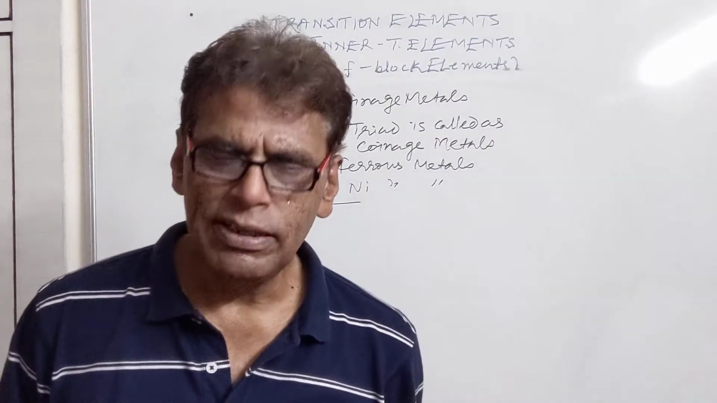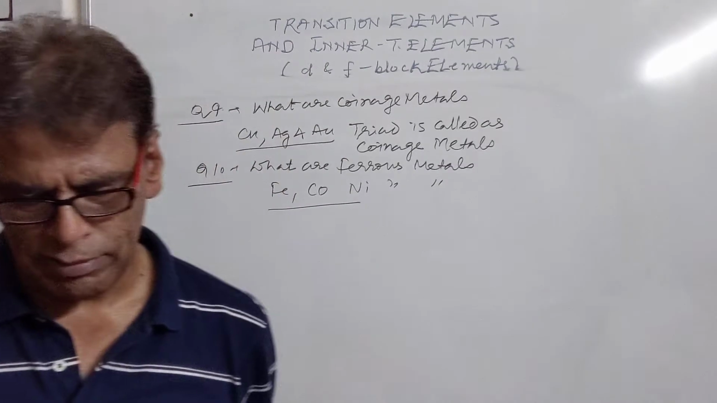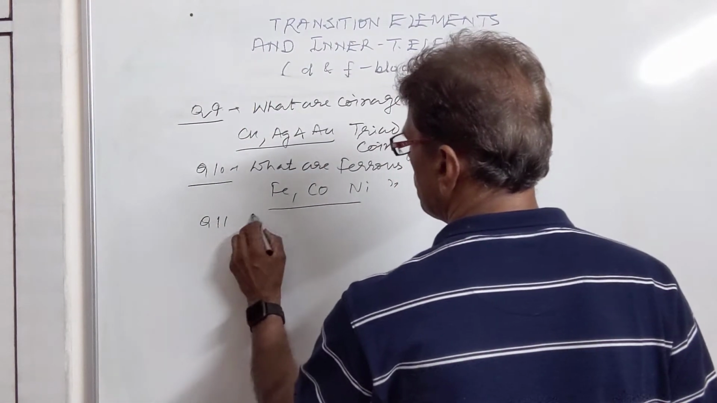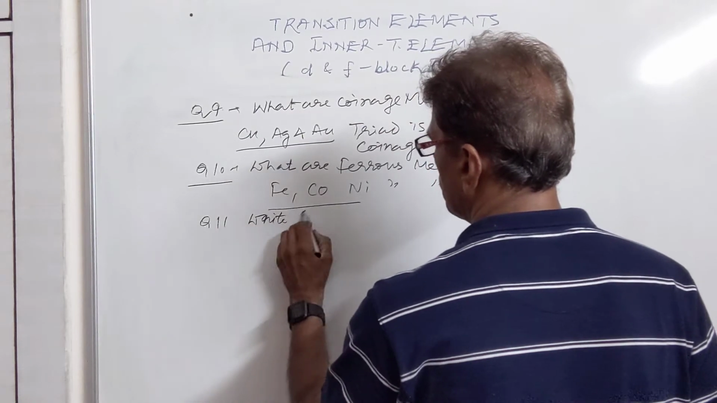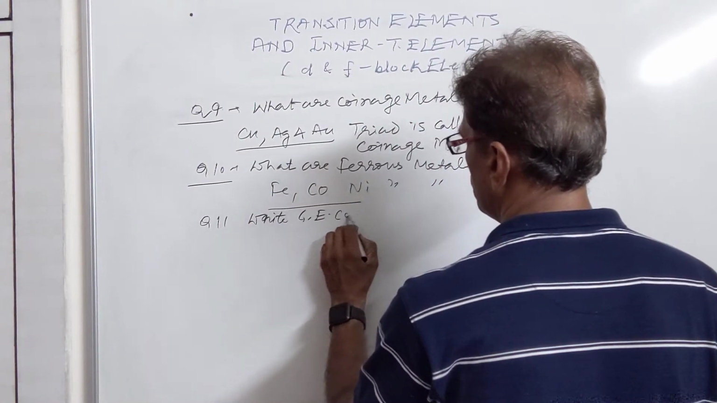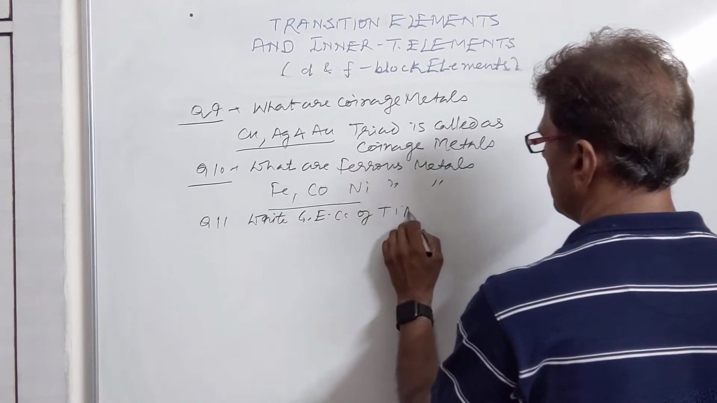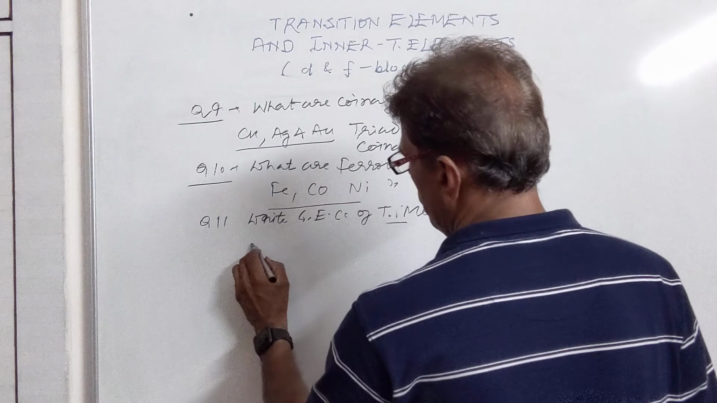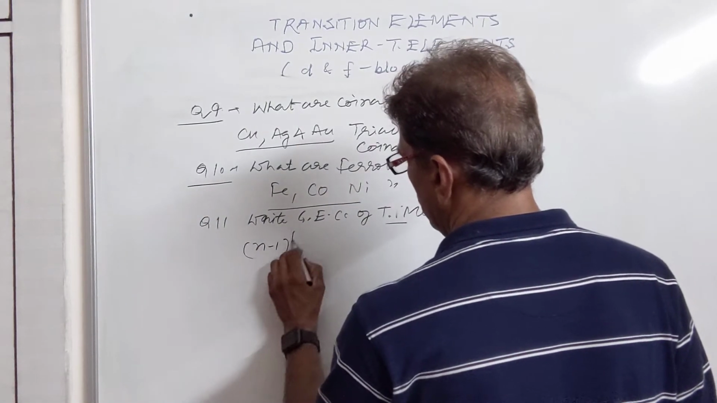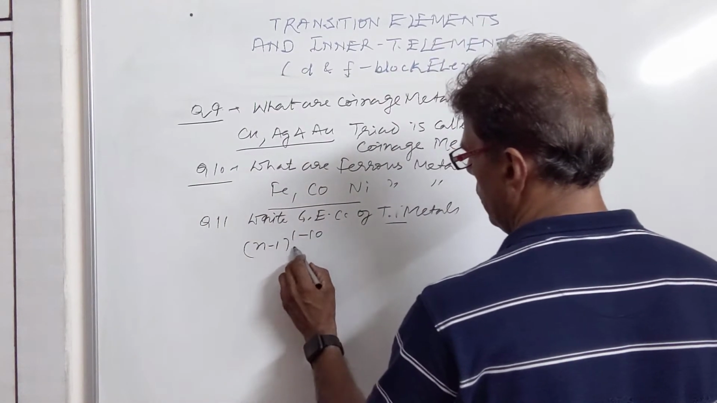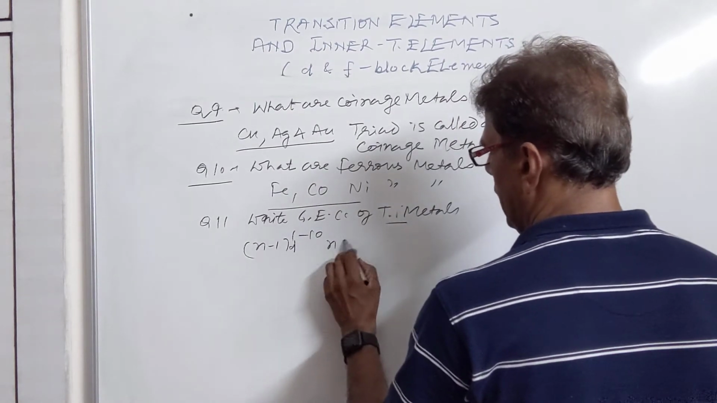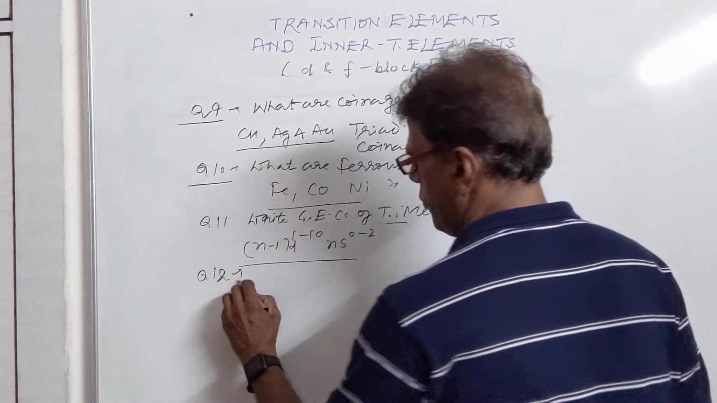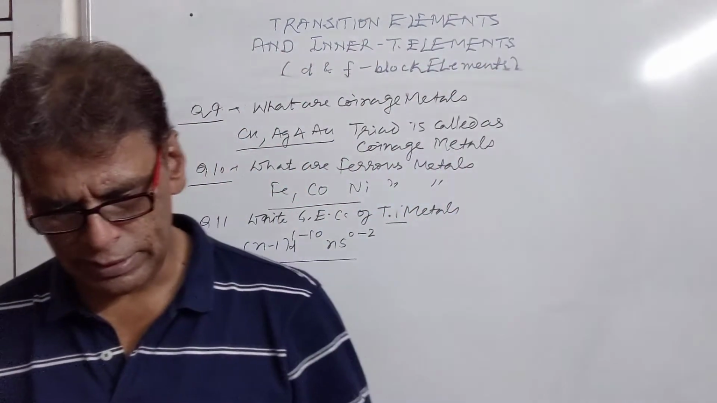Then we have: write the general electronic configuration of transition metal atoms. So they have the general configuration (n-1)d with 1 to 10 electrons being filled, and then ns with 0 to 2 electrons filled. This is the general configuration of transition metals.